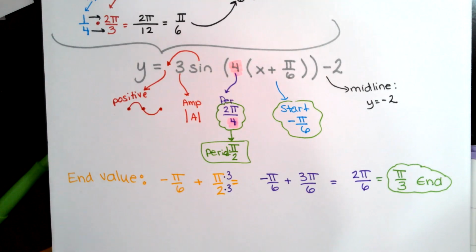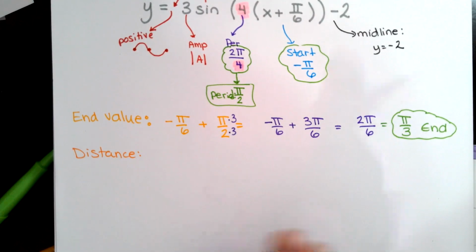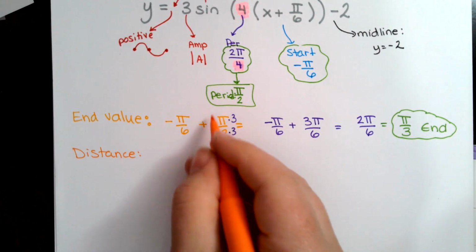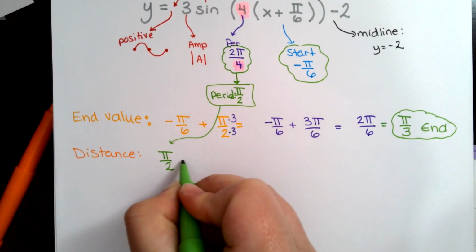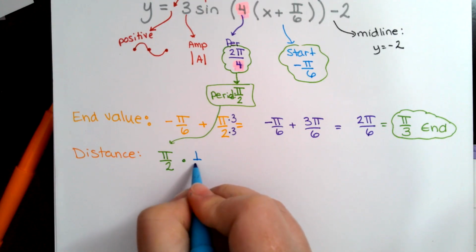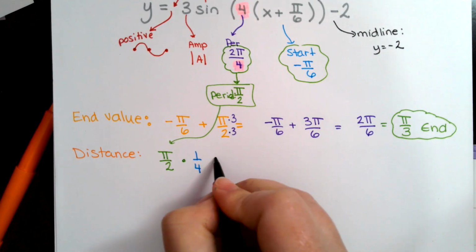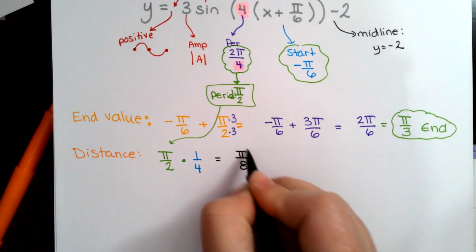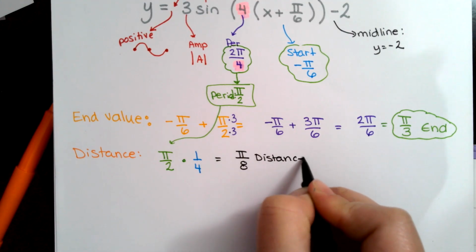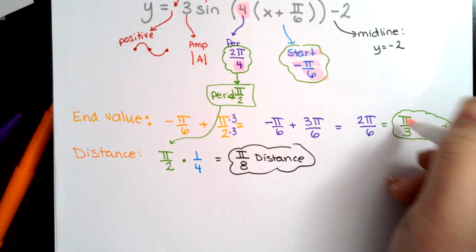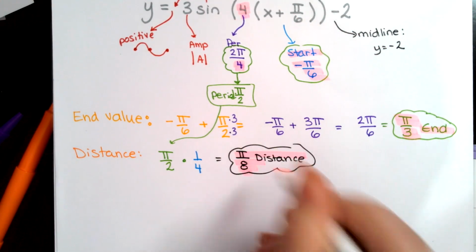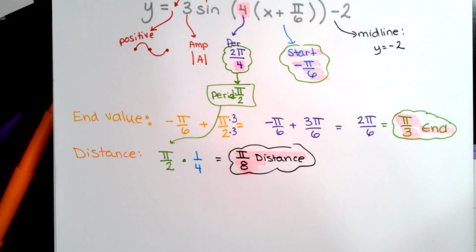And then the last one we need is your distance. For your distance, you're going to take your period. Your period is pi halves. And you're going to always multiply that. It's always going to be cut into 4 pieces for a total of 5 points. And we get pi eighths. Now, if you take a look at your distance, your end, and your start, all of them have different denominators, which is not that great for us if we want to graph on an easier section. So let's go ahead and do common denominators.